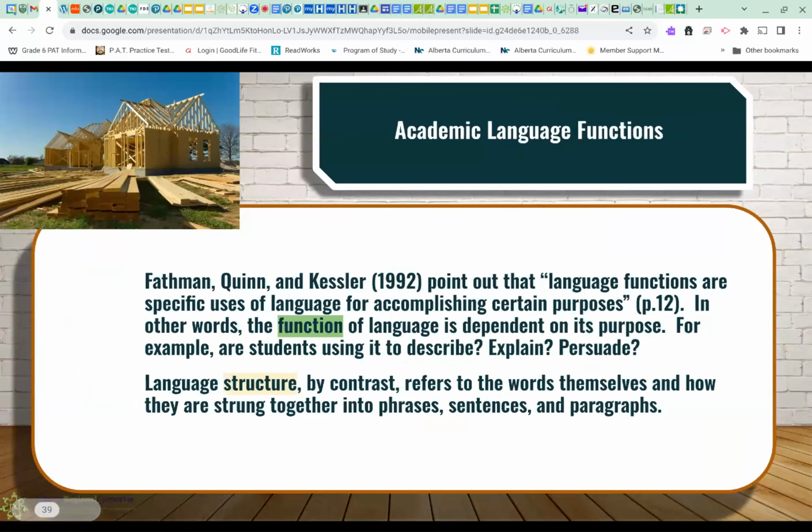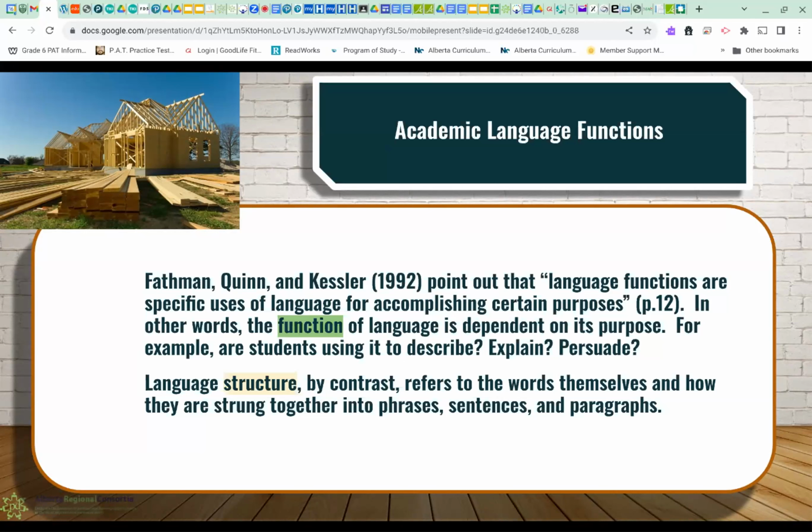And discourse ties into the academic language functions. So in the video, he was talking about metadiscourse and understanding, like taking a step back and looking at the language. When we're thinking about academic language functions, we're thinking about the language that's dependent on the purpose. So we're thinking about our students describing things, explaining things, persuading. What is the purpose of the language, of the task that you're working with?